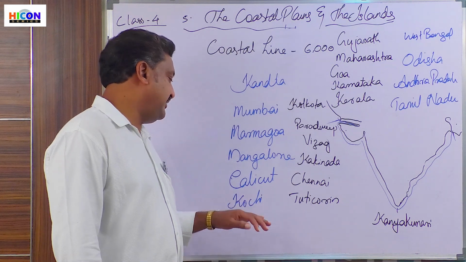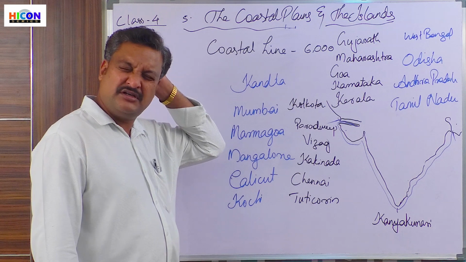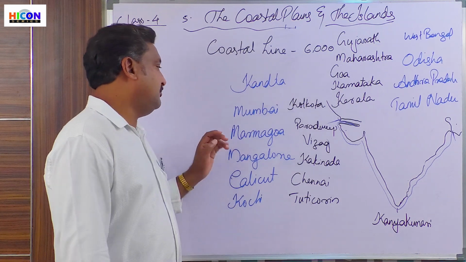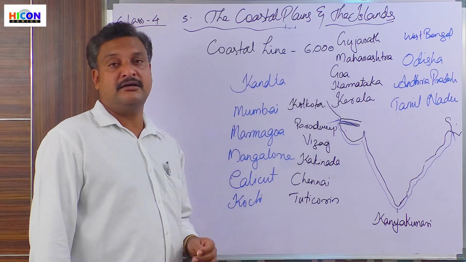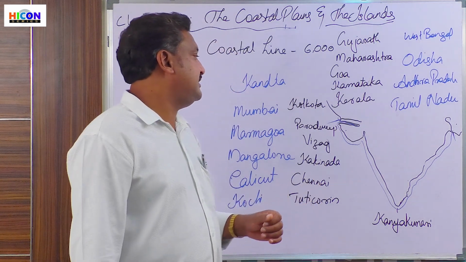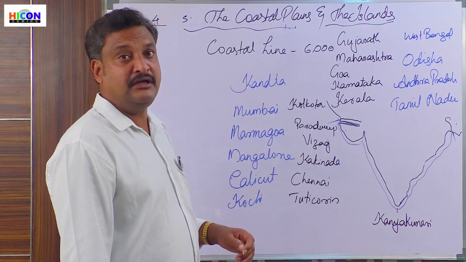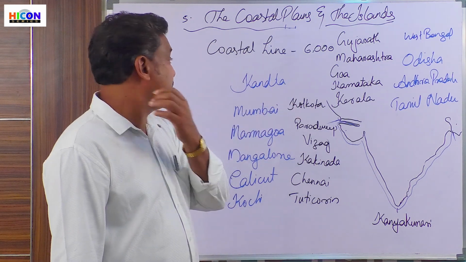On the western side, we have Kochi, Calicut, Mangalore. Mangalore is also known as New Mangalore, Marmagoa, Mumbai, and Kandla. Right? So, in brief, we can see that India has a big coastline from Gujarat to West Bengal.